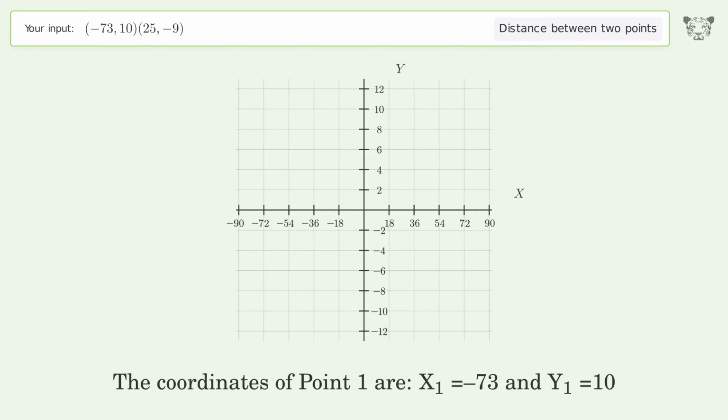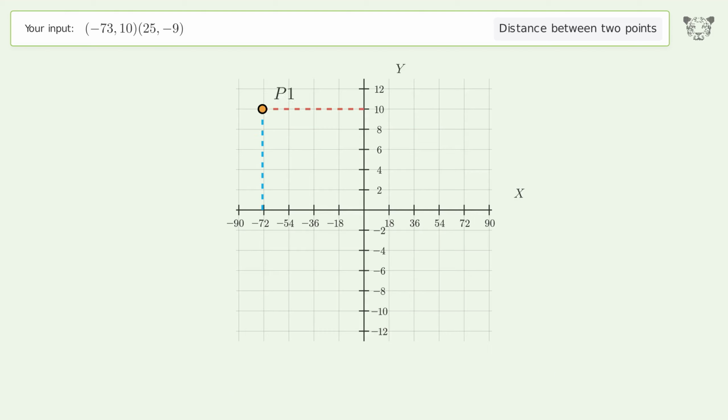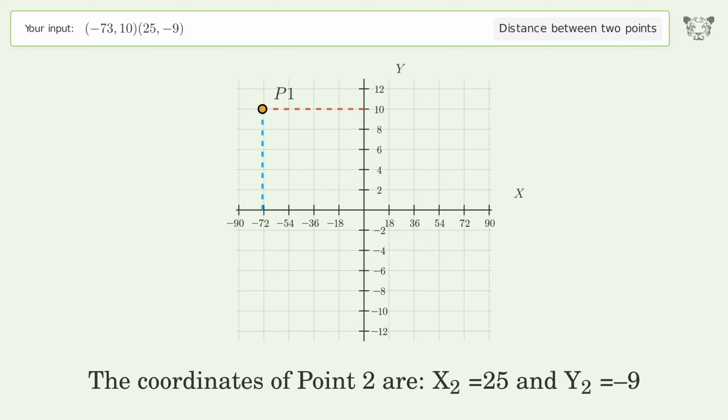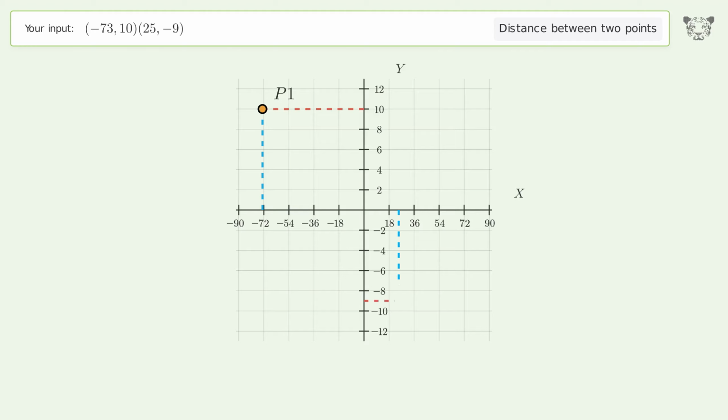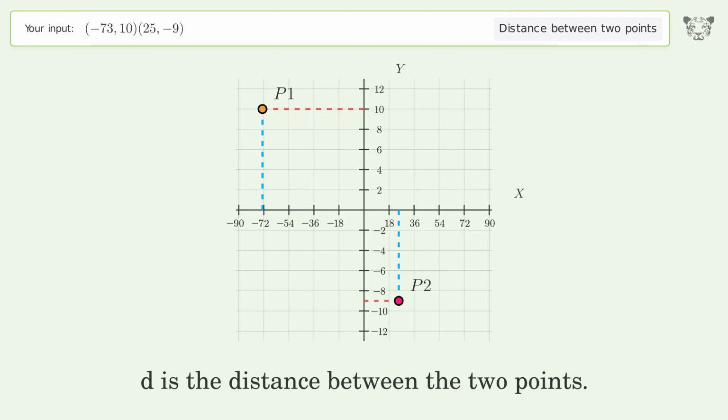The coordinates of point 1 are x1 equals -73 and y1 equals 10. The coordinates of point 2 are x2 equals 25 and y2 equals -9. D is the distance between the 2 points.